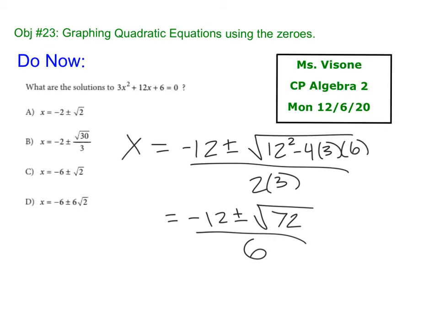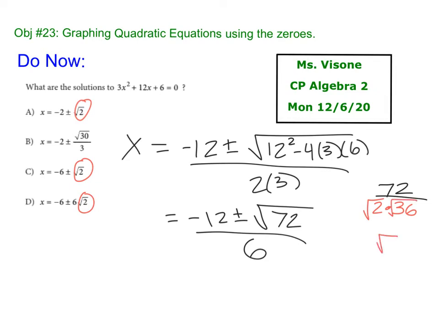What perfect square goes into 72? Well, if you're having trouble, look at the answers. They all have a 2. Most of them have a 2. So my guess would be it's 2 times something. 2 times what is 72? 36. Perfect. Put the square roots around it.